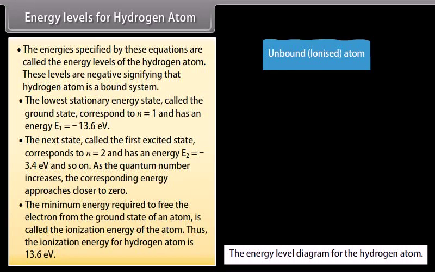The minimum energy required to free the electron from the ground state of an atom is called the ionization energy of the atom. Thus, the ionization energy for the hydrogen atom is 13.6 eV.